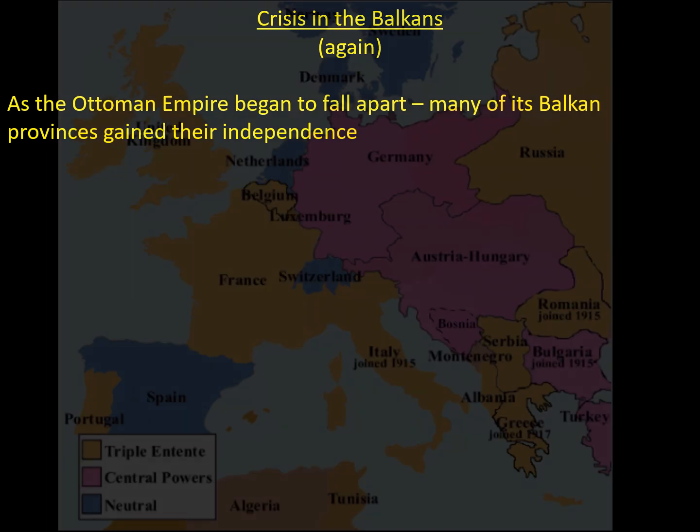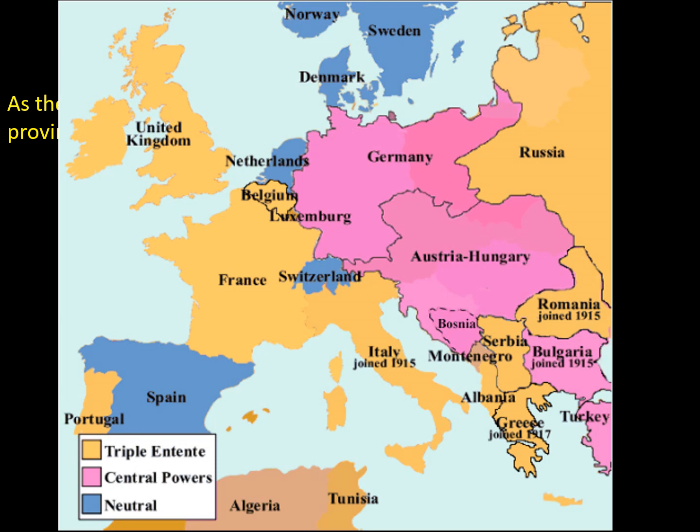Now, we're going to focus on the crisis in the Balkans. Yes, again. As the Ottoman Empire began to fall apart, many of its Balkan provinces gained their independence. Here we see down in the Balkans, many of these areas are gaining their independence. Let's see, Serbia, Montenegro, Albania, Greece, Bulgaria, and Romania.